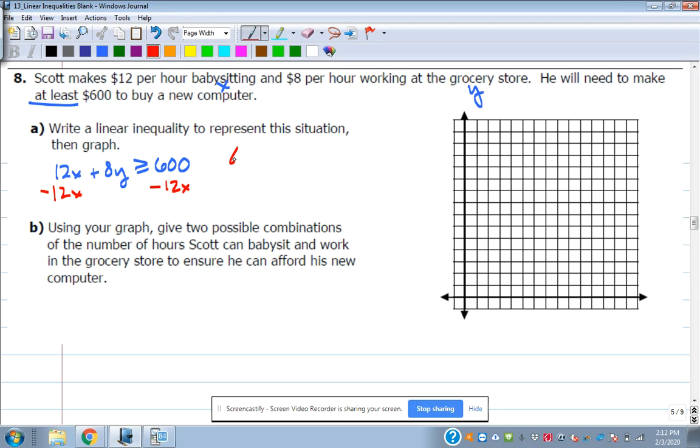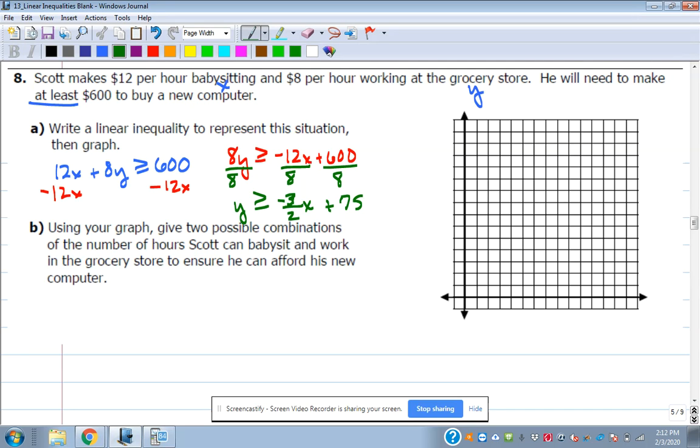Factor 12x, get 8y greater than or equal to negative 12x plus 600. Divide everybody by 8. Greater than or equal to negative 3 over 2x plus 75, with 4 left over. Negative 3 over 2x plus 75.